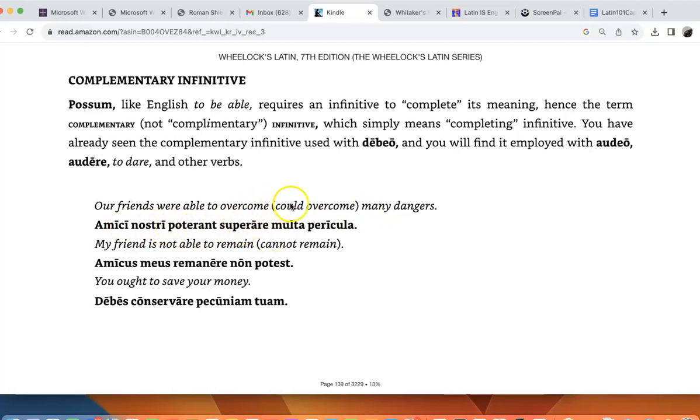So the infinitive means "to." So to overcome, or could overcome. Same thing here, to remain. Remanere is our complementary infinitive. And to save or to conserve, conservare. So again, just as in English, without this verbal complement, the meaning of the sentence would be incomplete.